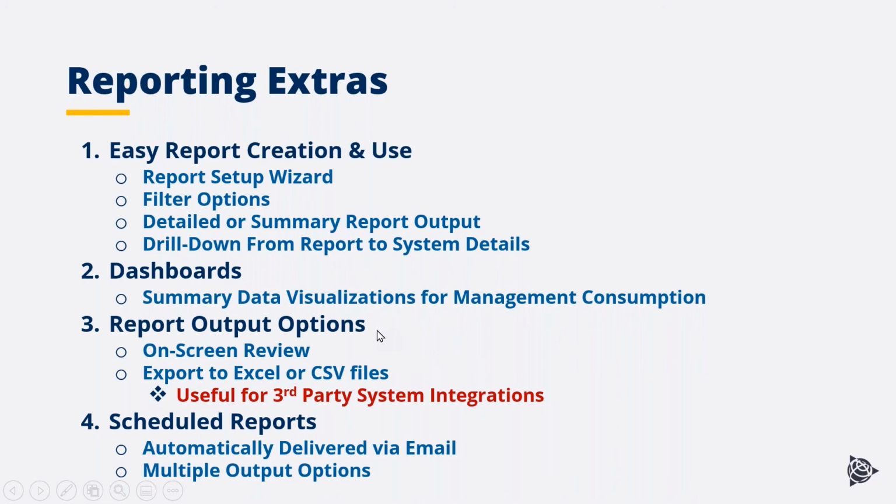The report output options. So again, in the samples that I was displaying, you were seeing those on screen. So you're always going to have your on-screen review. But again, people like to work within Excel, or maybe you need to export information out of your system somewhere else. The report functionality along with output options allows for that type of use. And in fact, that becomes very useful for third-party integrations. For instance, with EBuilder, we have just a number of integrations with third-party financial systems.